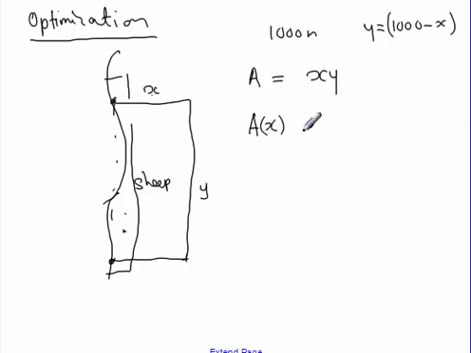So this function is equal to x(1000 minus x), which equals 1000x minus x squared. Who knows this kind of function? Nobody. To me it looks like a parabola.